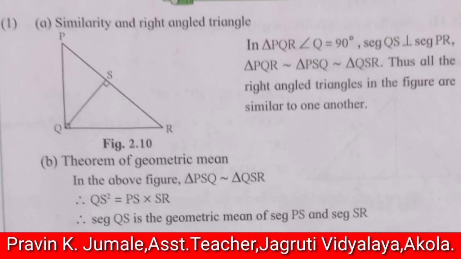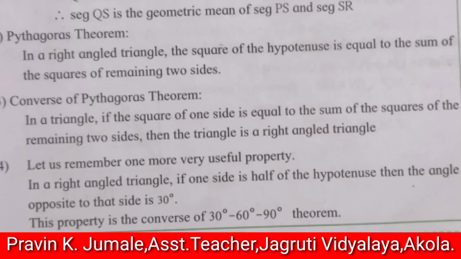Number second, theorem of geometric mean. In above figure, triangle PSQ similar to triangle QSR. Therefore, QS square is equal to PS multiplied by SR. Therefore, segment QS is the geometric mean of the segment PS and segment SR. Pythagoras theorem: in a right angle triangle, the square of the hypotenuse is equal to the sum of the square of remaining 2 sides. Number third, converse of Pythagoras theorem. In a triangle, if the square of one side is equal to the sum of the square of the remaining 2 sides, then the triangle is a right angle triangle.